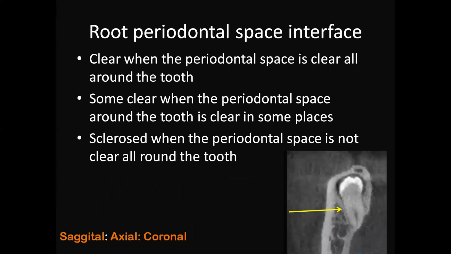Second is the root periodontal space interface. We all know that the root has a morphology and a PDL space around the tooth. It is also necessary to see that space. As I've shown you, this can be seen in all three sections: axial, coronal, sagittal. This is a coronal view. You can see a radiolucent line between the bone and the tooth. This is called the PDL space.